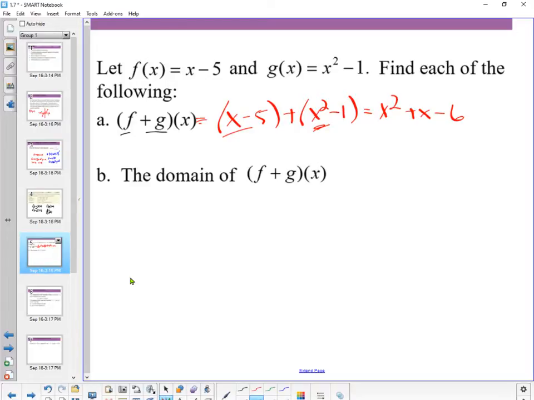Why isn't it like 2x squared? Oh, never mind. Caught yourself. Good. No, it's not. You're good. Okay.